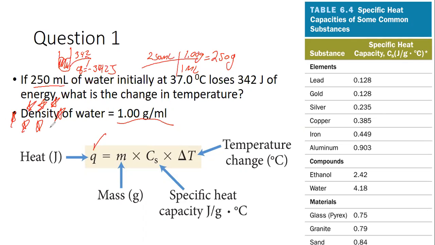All right, so we have a heat, we have a mass, heat capacity is given. Delta T, T is final, delta T is T final minus T initial. So initially, I'm at 37C. Finally, I don't know. I'm trying to solve for that. So 1 equation, 1 unknown.